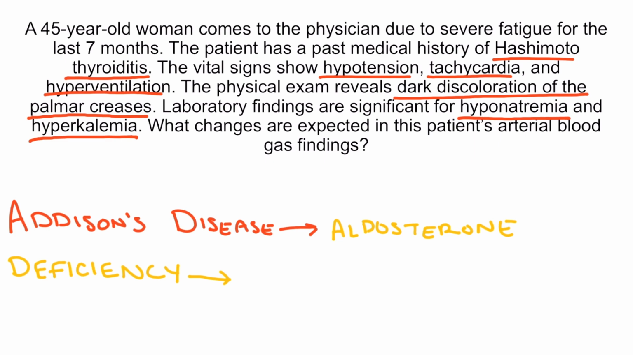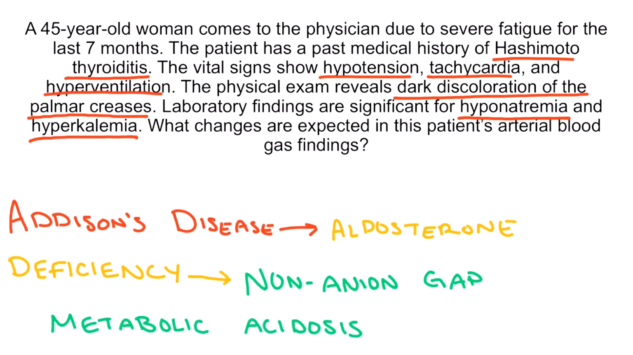Aldosterone deficiency causes hyponatremia, hyperkalemia, and retention of hydrogen ions in the body. However, the anion gap remains normal. Therefore, the patient with Addison's disease most likely has a normal anion gap metabolic acidosis.